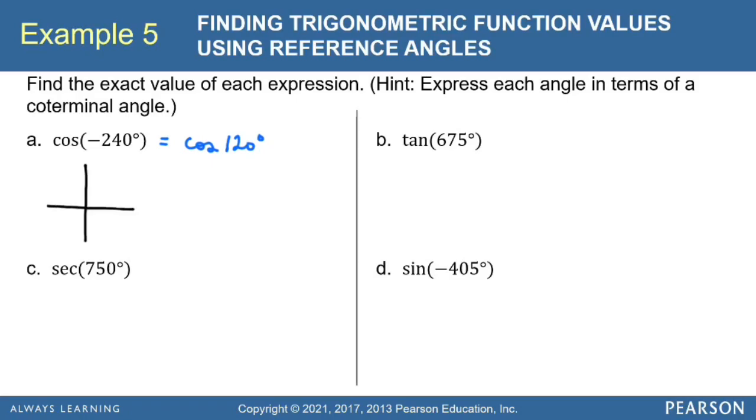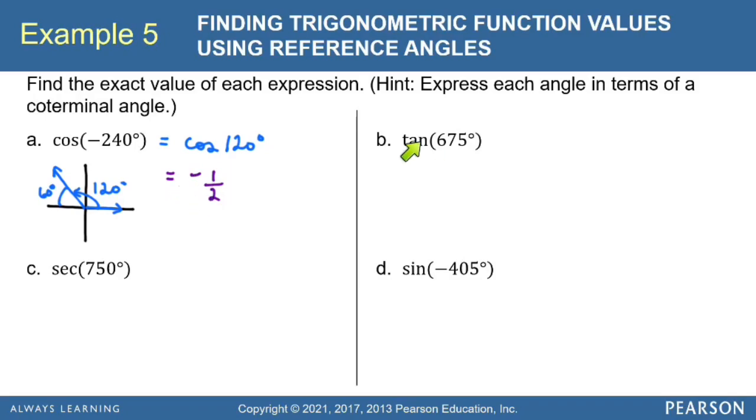So let's sketch ourselves a 120-degree angle and figure out the reference angle. So this slice between the terminal side and the negative x-axis would be 60 degrees, so that's our reference angle. So to know the cosine of 120, I first remember that cosine values are negative in the second quadrant, so I'm going to put down a negative sign, and then I say the cosine of 60 degrees would be 1/2. So the cosine of 120 degrees is negative 1/2.